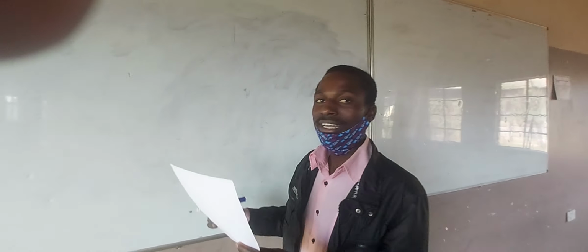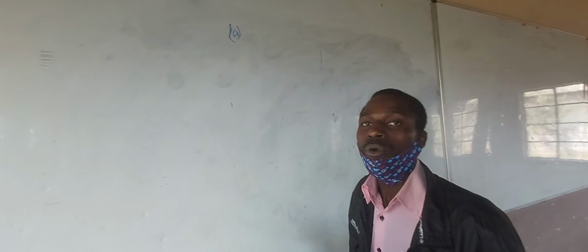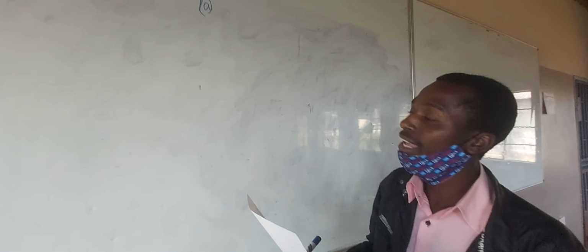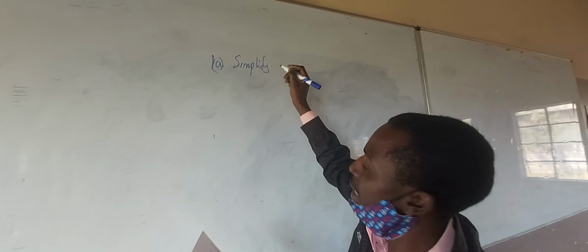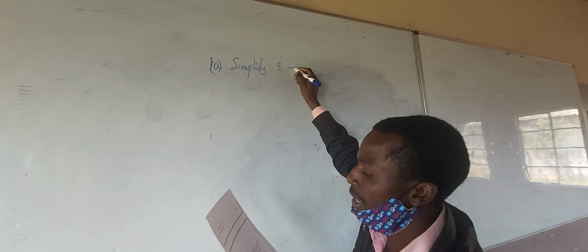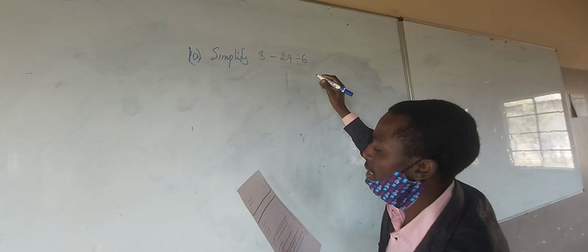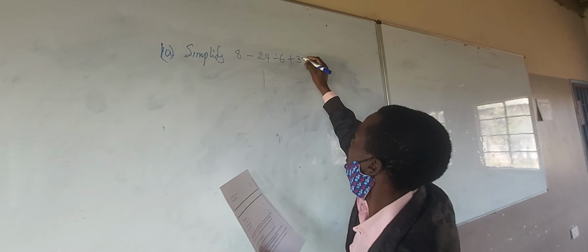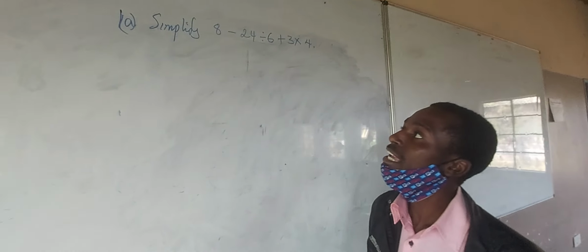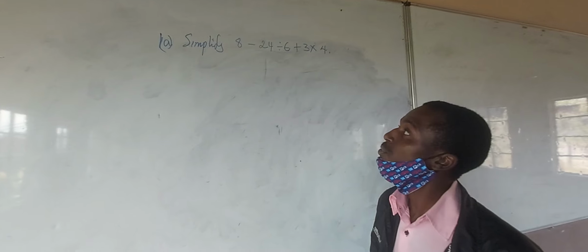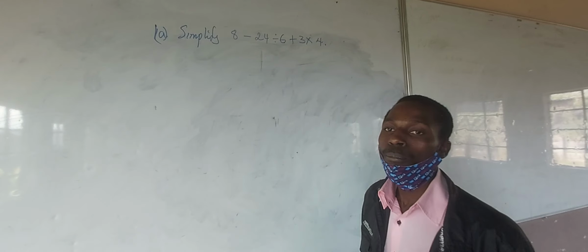Question number 1A, I think you have got the questions, was saying simplify 8 minus 24 divided by 6 plus 3 multiplied by 4. Right. So here is our question. This question is very, very easy, but it needs the application of BODMAS.